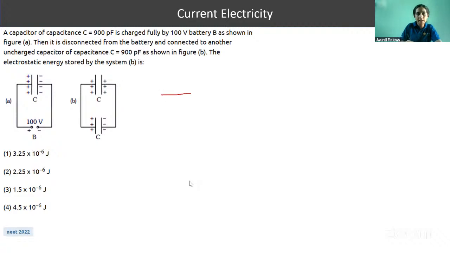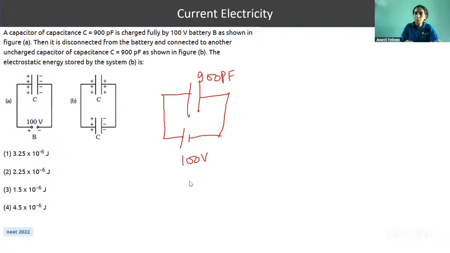So initially we have a capacitor. Initially we are having a capacitor. So this capacitor is having capacitance equal to 900 picofarad. And this is connected to a battery of potential difference 100 volt. So initially, how much charge will it be having?